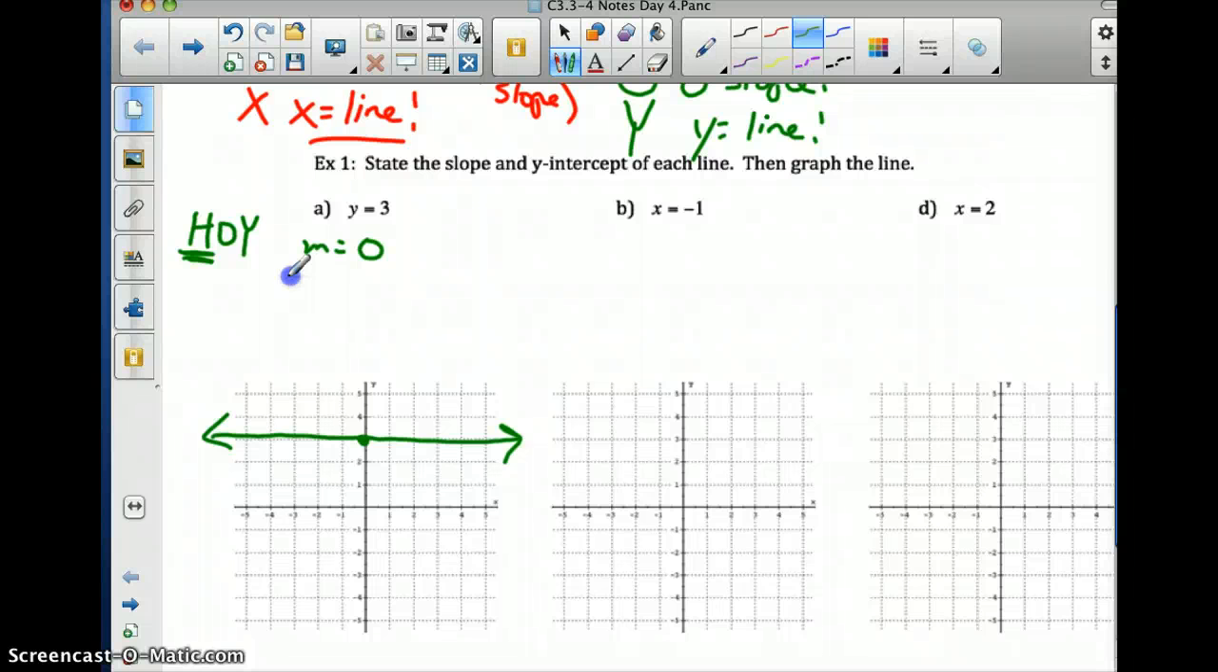All right, now let's figure out what B is. Does everybody agree that B is the same thing as the y-intercept? B and y-intercept are one and the same. Look carefully at that line. Where does that line cross the y-axis? What's the B for this problem? 3. Right there. Okay, so we graphed it. We stated the slope and the y-intercept, and it was horizontal. Horizontal line, 0 slope, y equals line.